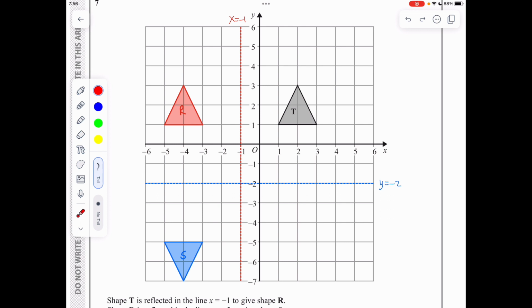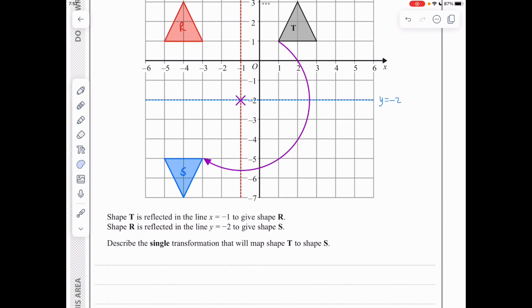So we immediately spot that a rotation makes sense. I can use my tracing paper. Remember, we are allowed to use tracing paper in the exam. And we notice that the center of the rotation is exactly where the two mirror lines meet. And we go through 180 degrees. It doesn't matter whether we're clockwise or anti-clockwise. So we're looking at a rotation with center the point (-1, -2) through 180 degrees.